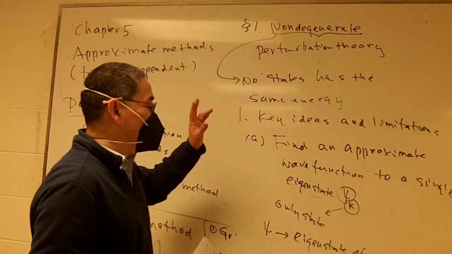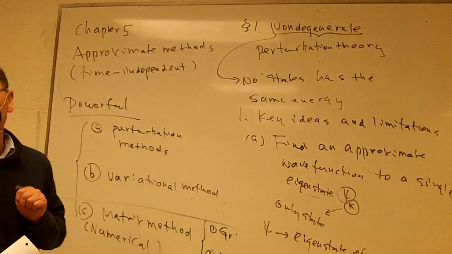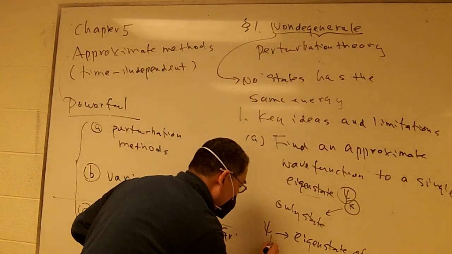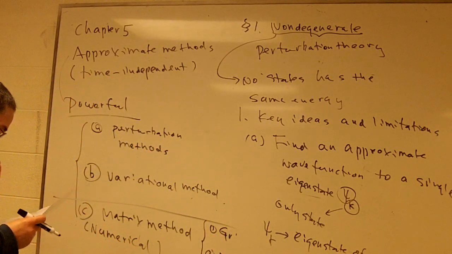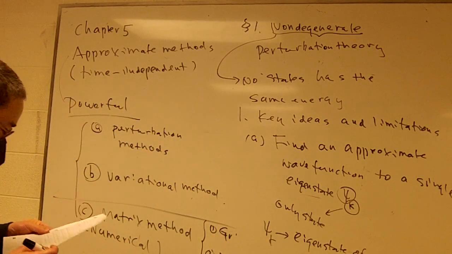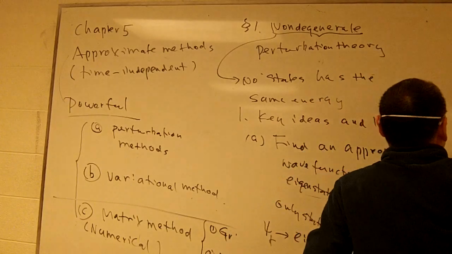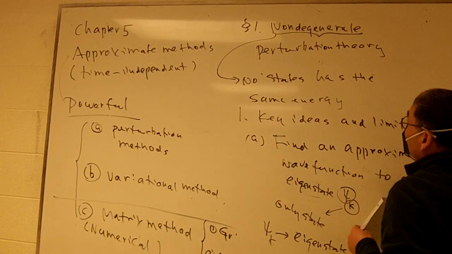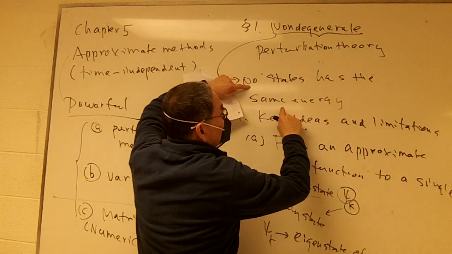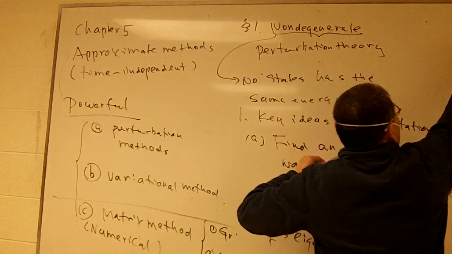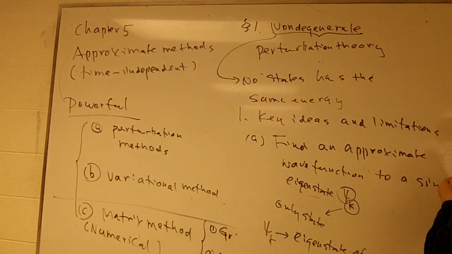And we try to find an approximation to this psi. Psi k, so it's supposed to be psi k like this. And that's that one. Now, part B, no state has the same energy. So this is where we use the mathematics, put the things down.